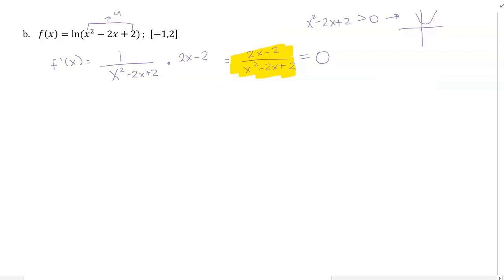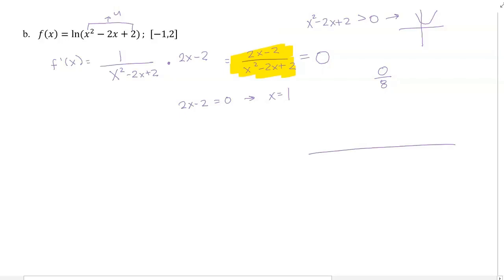To solve this, I just need the numerator to equal 0. Think about it. If I have 0 over 8, that's still 0. It doesn't really matter what the denominator is. 2x minus 2 equals 0. This tells me that the slope at x equals 1 will be 0, potentially being a minimum or a maximum.